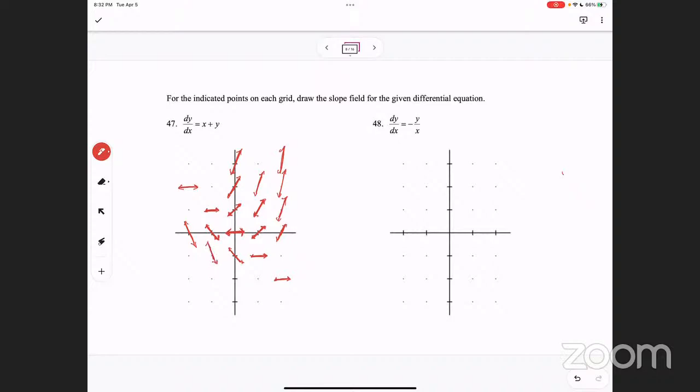This is -3, so even steeper negative. This is -4, so even steeper negative. This is -5. I should have said this is -6, so it's the steepest negative. You get it? So that's how you write slope fields.